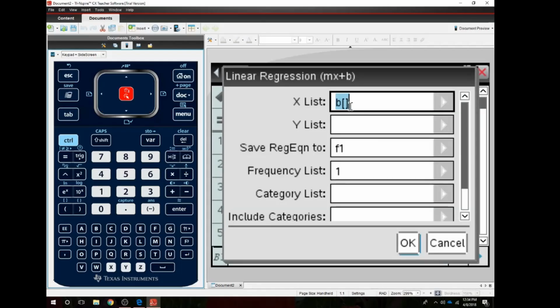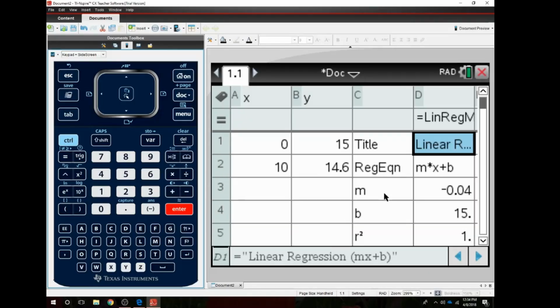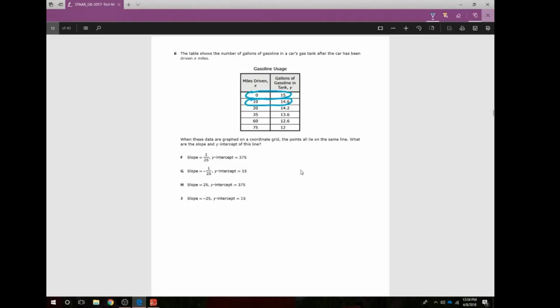So in the X list, this is why we labeled our columns, we're just going to press X. I can arrow down. My Y list, I press Y. And then once I enter Y, I just press Enter and Enter again. So what I have here, I have my M is negative 0.04 and my B is 15. So I'm going to go back to the problem and write down my M and my B. So my M was negative 0.04 and my B was 15.